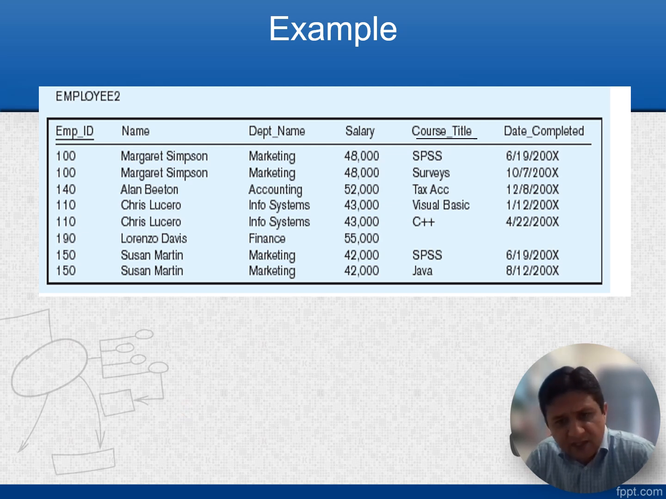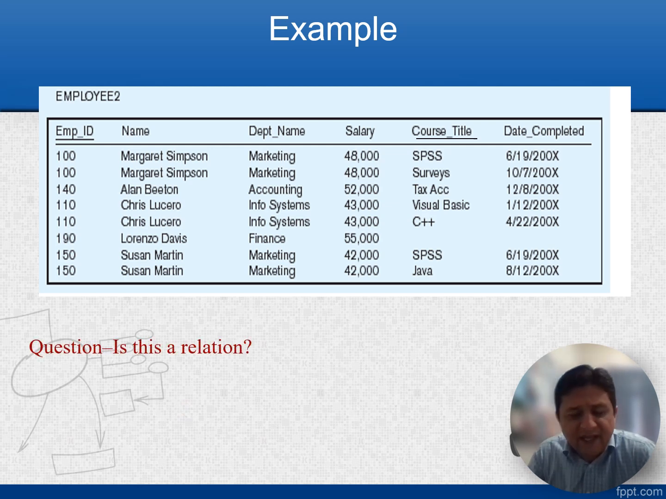So the first question is: is it a relation? The answer is yes, it's a relation, because it fulfills all of the checks for a table to be a relation. It has unique column names, it has its own unique name, the order of columns and rows is irrelevant, and there is no multi-valued attribute in this particular relation. But let us check this relation against these anomalies.